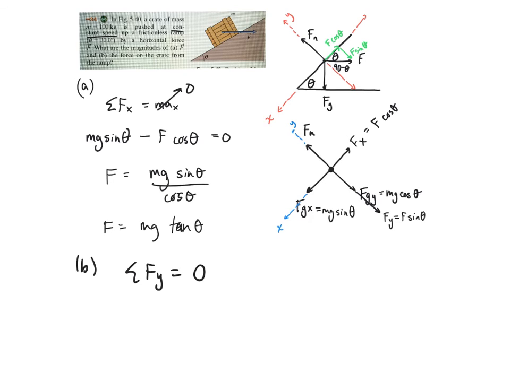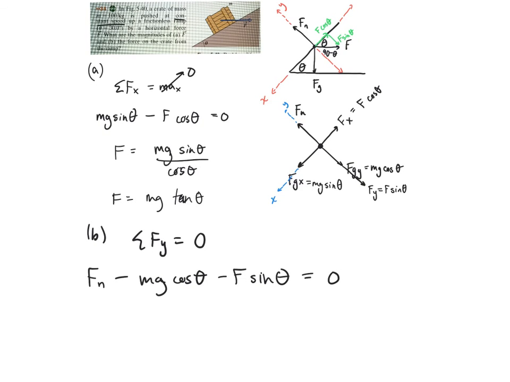So that equals 0. We've got Fn upward. We've got mg cosine theta downward. And we've got F sine theta downward. And that equals 0. Again, take a look at the problem. Everything is known except for F. But we solved for F in part A. So let's go ahead and get a solution for Fn.